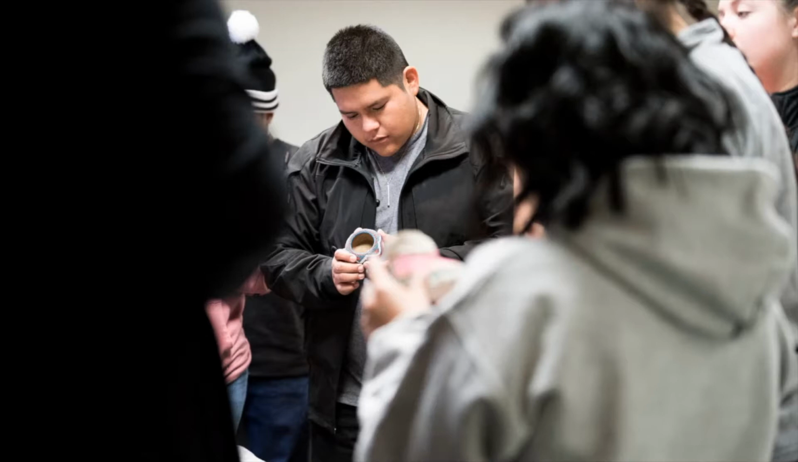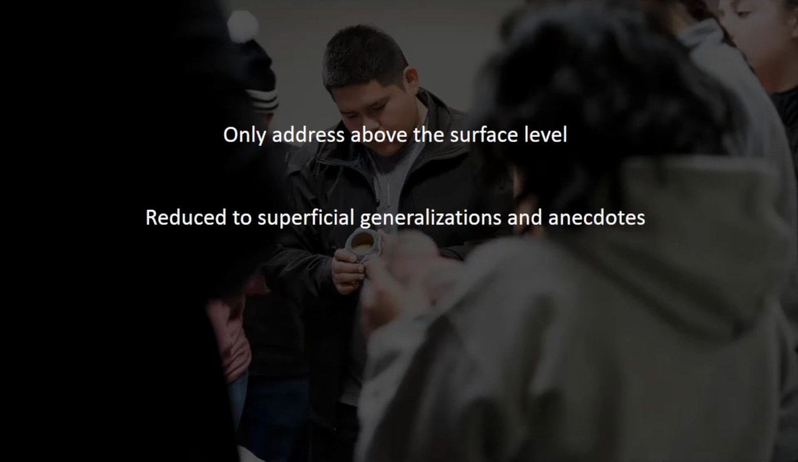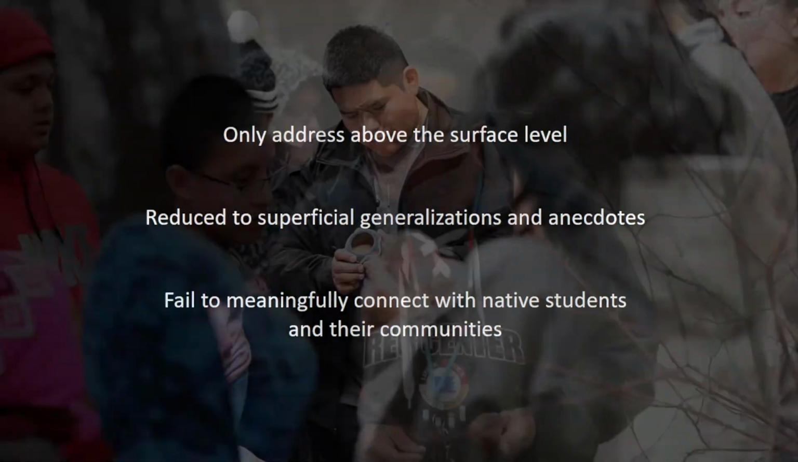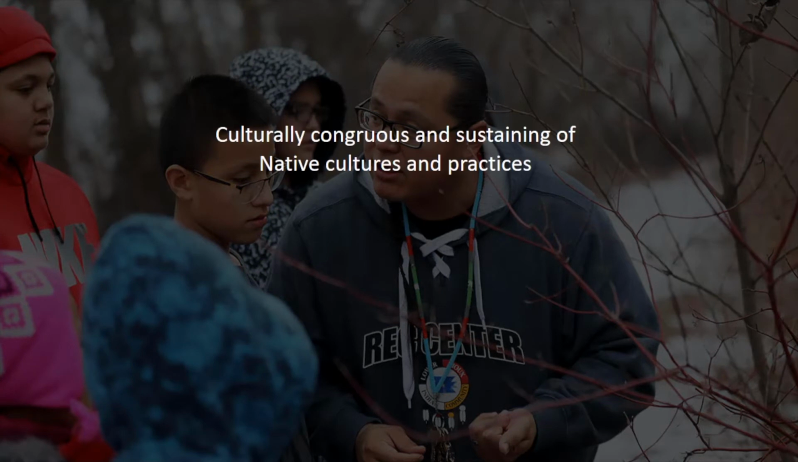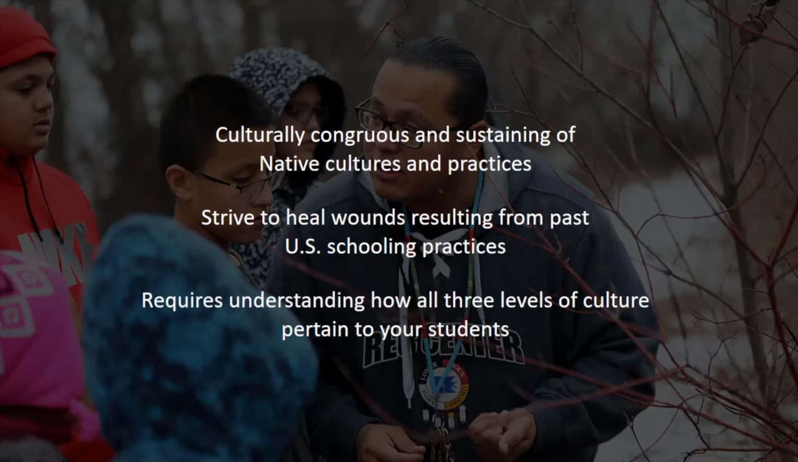Unfortunately, culturally responsive instruction is often practiced in a way that only addresses the surface level, above the waterline. Culture at times is also reduced to essentializations, generalizations, and anecdotes that fail to meaningfully connect with Native students and their communities. Instead, contemporary schooling of Native children should strive to be culturally congruous and sustaining of Native cultures and practices. It should strive to heal wounds resulting from past U.S. schooling practices for Native children. Doing the work to understand how all 3 levels of culture pertain to your students will support you in meeting these goals.